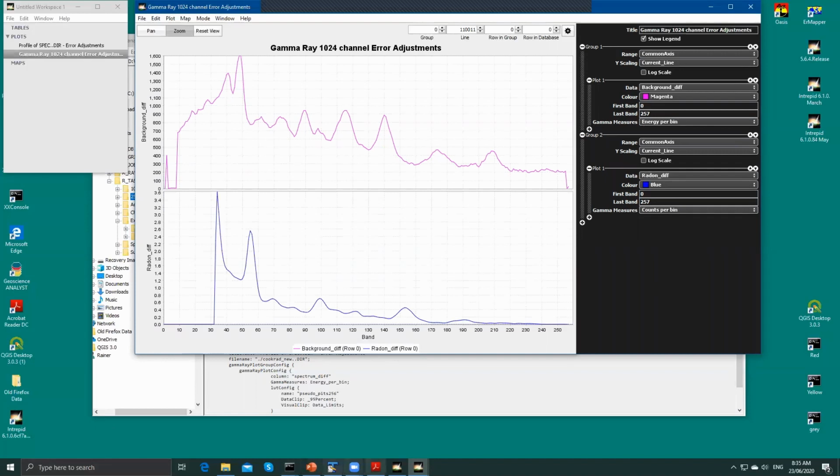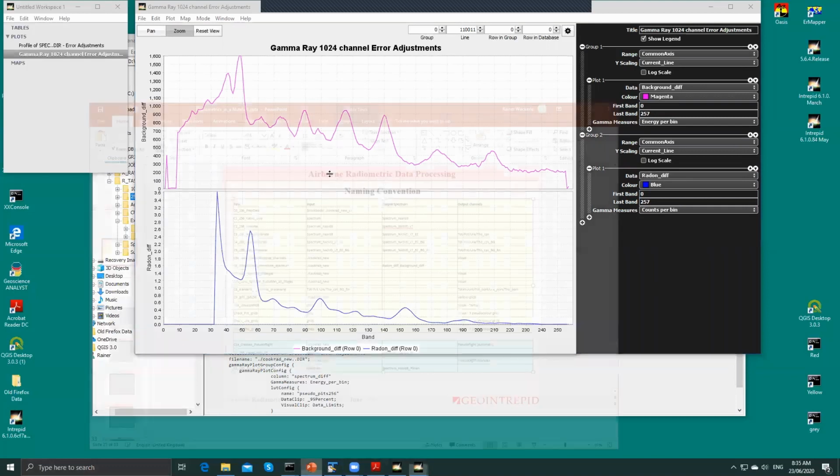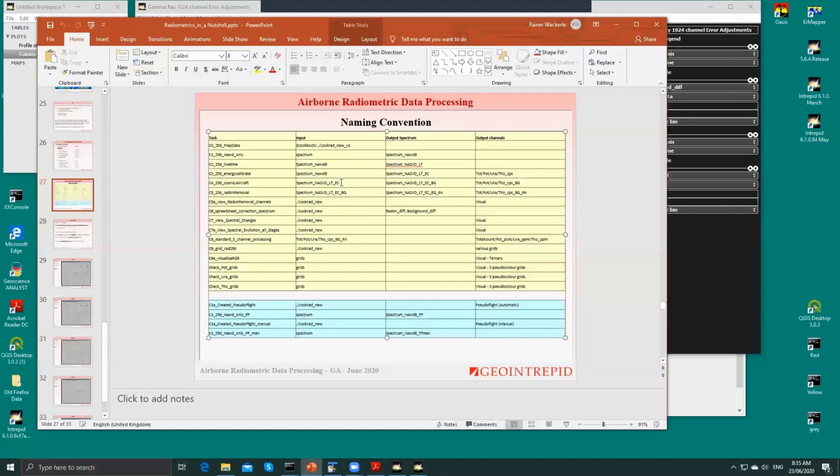The difference, if we go to the task file here, is the difference between the lifetime and energy calibrated spectrum and the lifetime energy calibrated and background and aircraft and cosmic background removed spectrum, and the other one, the radon diff, is the difference between the not radon removed and the radon removed spectrum. Okay, so that we do see here.